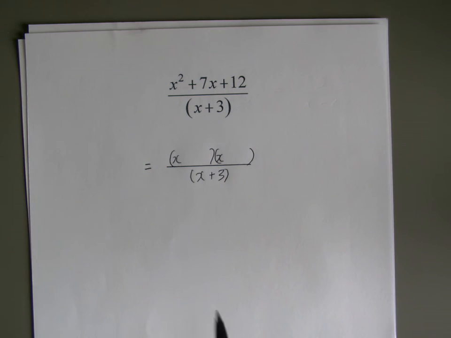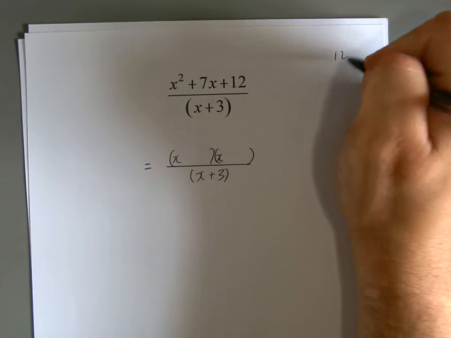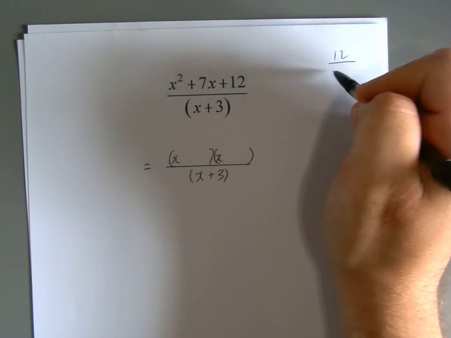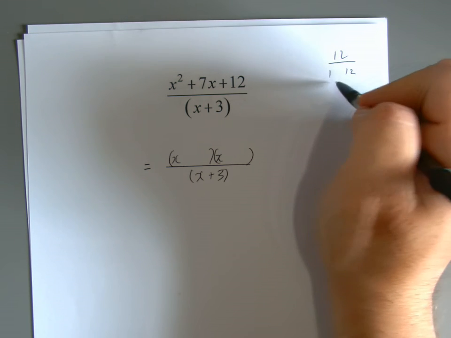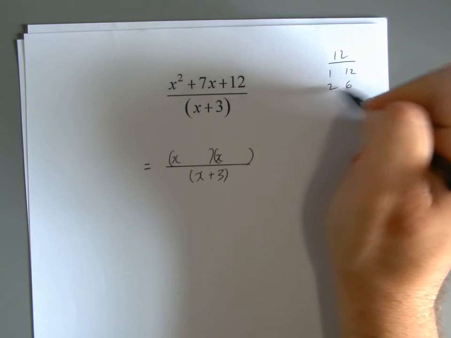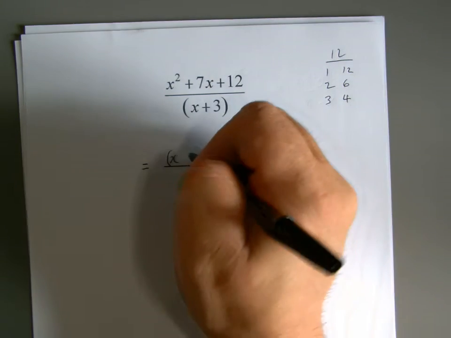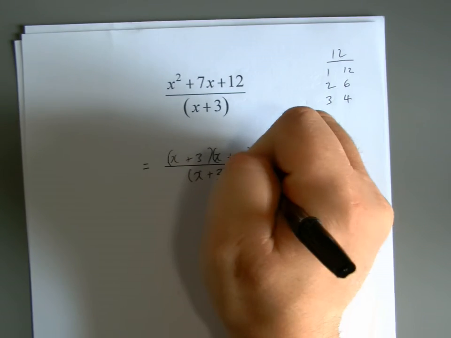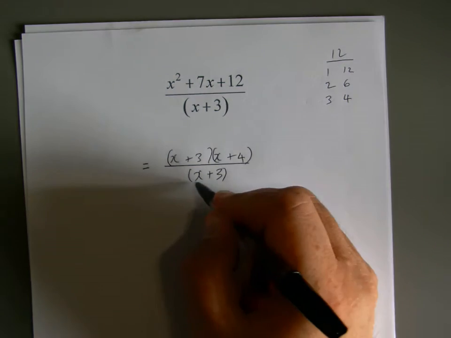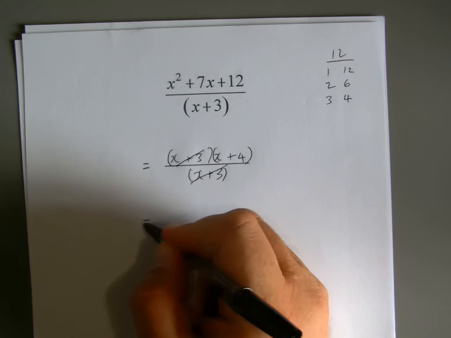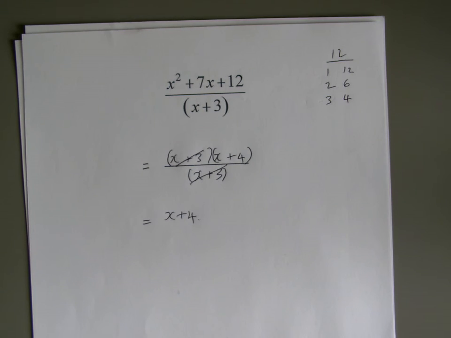And remember, I need to find two numbers that multiply to give 12 and add up to give 7. So you play around with that. You might see it straight away. Obviously, 1 times 12 won't add up to give 7. 2 times 6 won't give you 7. 3 times 4 clearly will, won't it? Make them both positive. And once it's factorized, you can see that the x plus 3s cancel, and you end up with x plus 4 on its own.